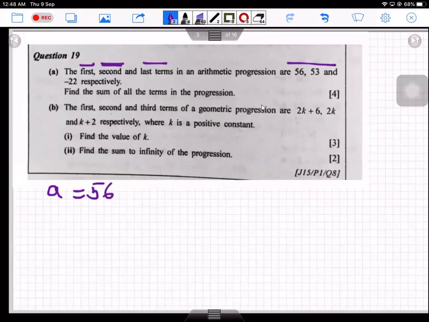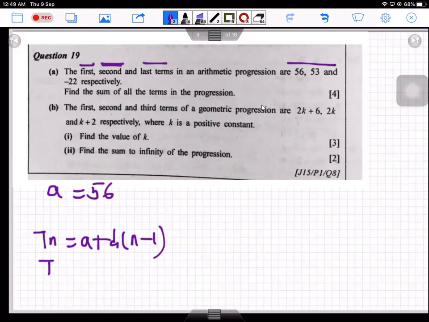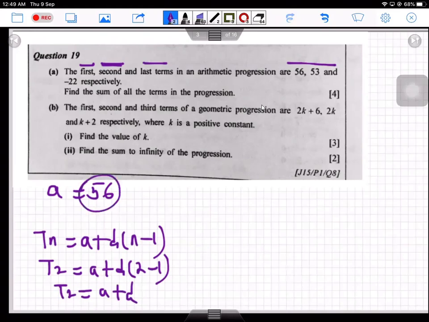The second term, in the place of second term, we can actually write a plus d. Why? Because Tn is equal to, the formula for the specific term is a plus d times n minus 1. So if you actually want to find the second term of the progression, T2 is equal to a plus d into 2 minus 1. Therefore, you can say that the second term is actually a plus d in terms of a and d. But since the first term is equal to 56, in the place of the second term, we can actually write 56 plus d. But the second term is actually 53 itself.